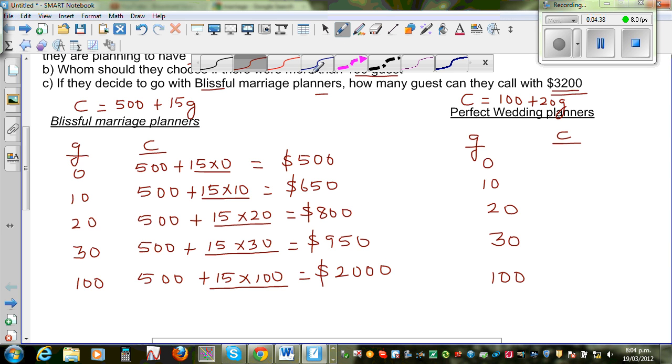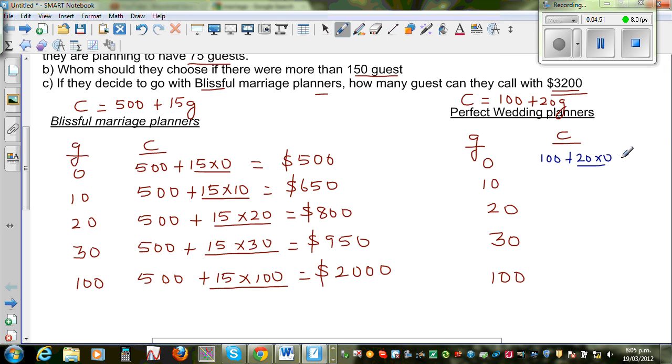So let me use a different color. This will be 100 plus 20G. So let me show the working. 100 plus 20 times 0. 20 times 0 is 0. So that is $100. That's a fixed cost. And for 10, you go 100 plus 20 times 10. 20 times 10 is 200. 200 plus 100 is $300.